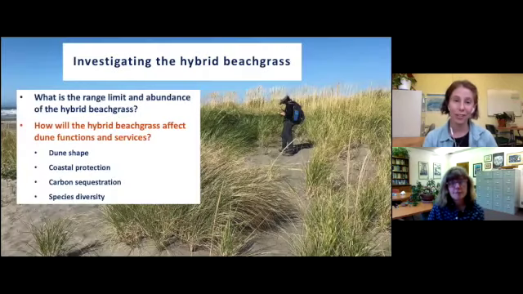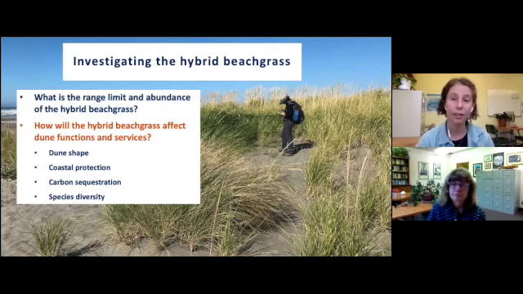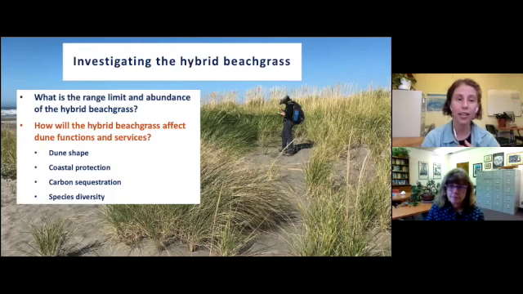Now that we are starting to have a better picture of where the hybrid is by latitude, dune profile, and in relation to its parent species, we're also starting to investigate how it could influence several important dune functions and services, such as dune shape, coastal protection, carbon sequestration, and species diversity. And I'll touch on each of these functions and services, starting with how the hybrid could influence dune shape.